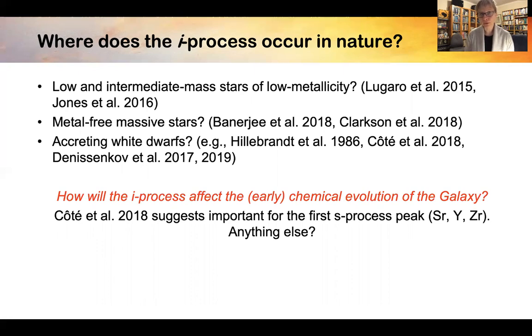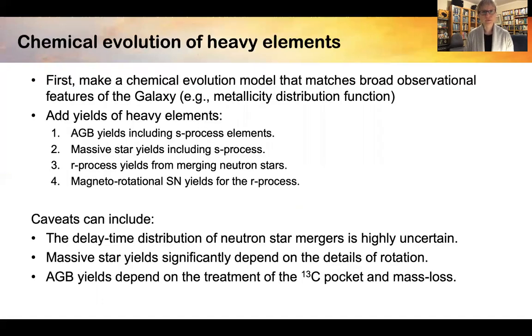So how will the i process affect the early chemical evolution of the galaxy? From work by Benoit Côté, he suggests it's important for the first peak, so yttrium, strontium, and zirconium, but anything else, don't know. Okay, this is my final part about the s process.